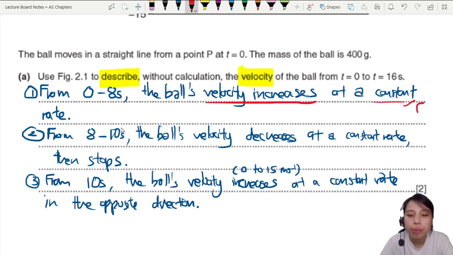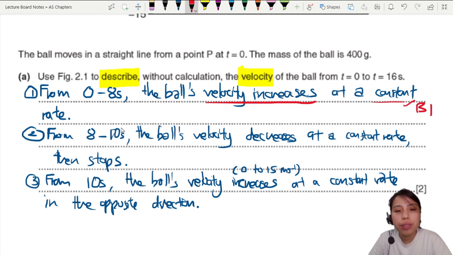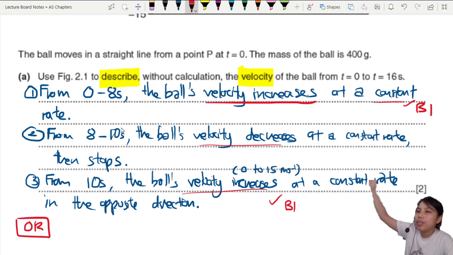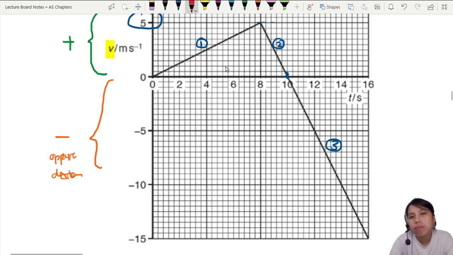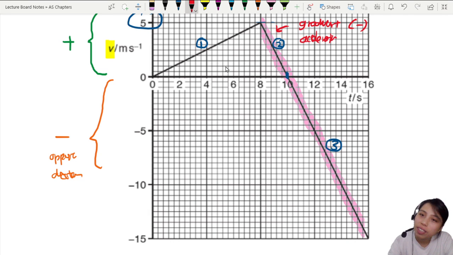So this is what we call a B1 mark. Then for parts 2 and 3, the mark scheme actually combines them both. But if you say velocity decreases and then velocity increases, that can also work. An alternative, which we will learn a little bit more about later, is that they look at the graph and they say, for parts 2 and 3, throughout this entire thing, the gradient is just negative. So here they say gradient is negative. Gradient is what? Acceleration. Oh, so acceleration is negative.